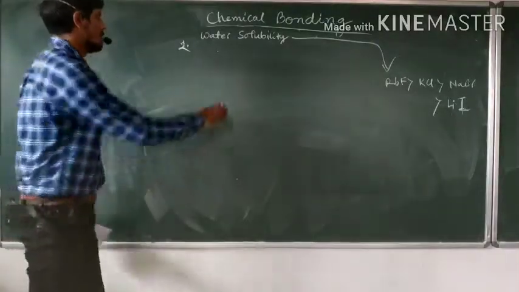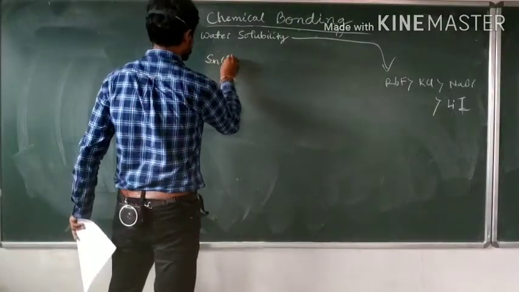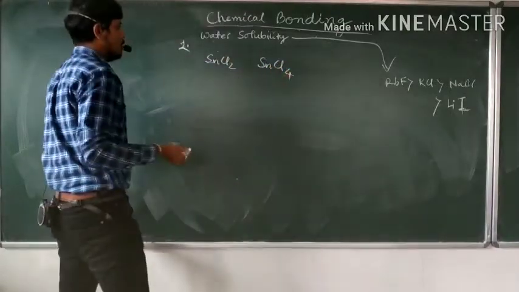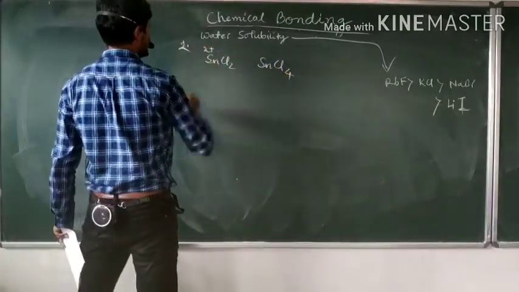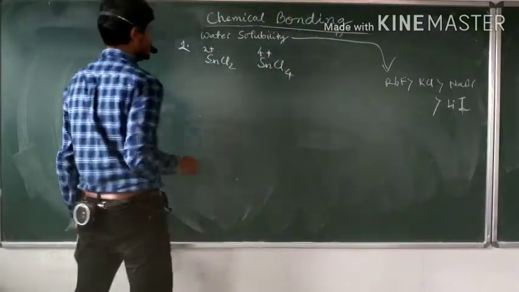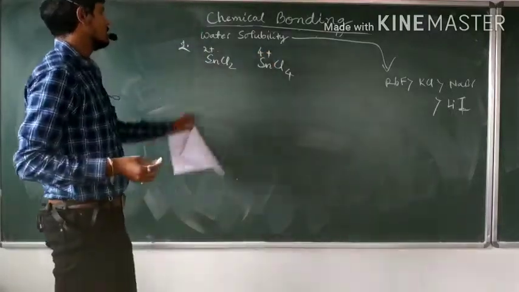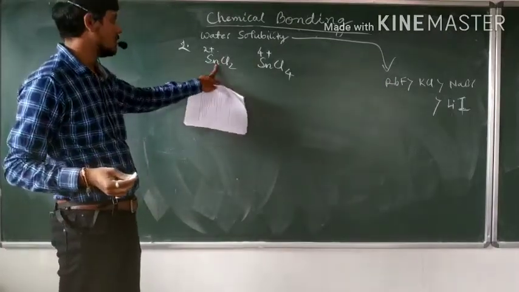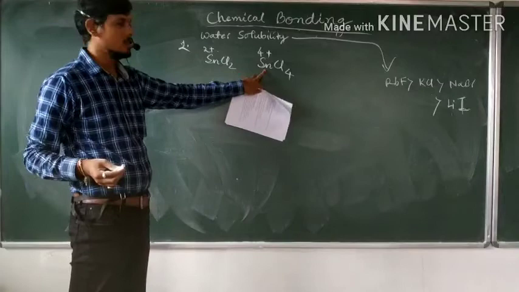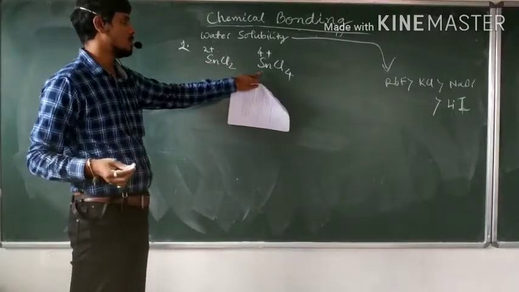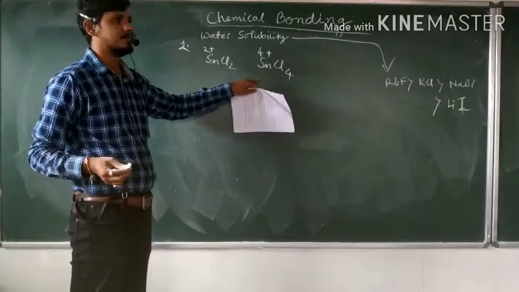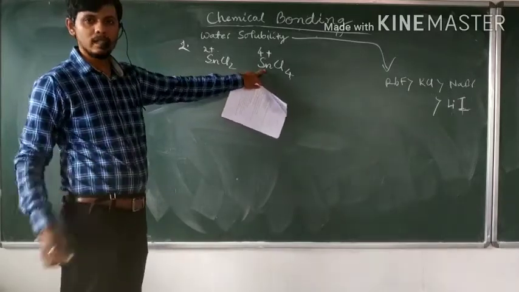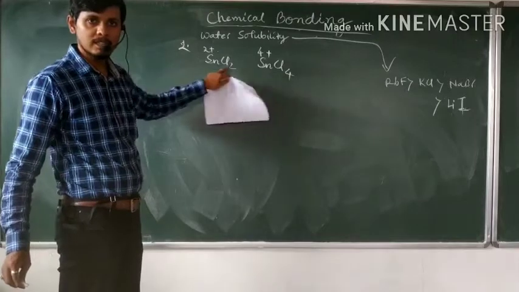One more example. SnCl2, SnCl4. So here Sn2 positive, here Sn4 positive. The size of Sn4 positive is less than Sn2 positive.